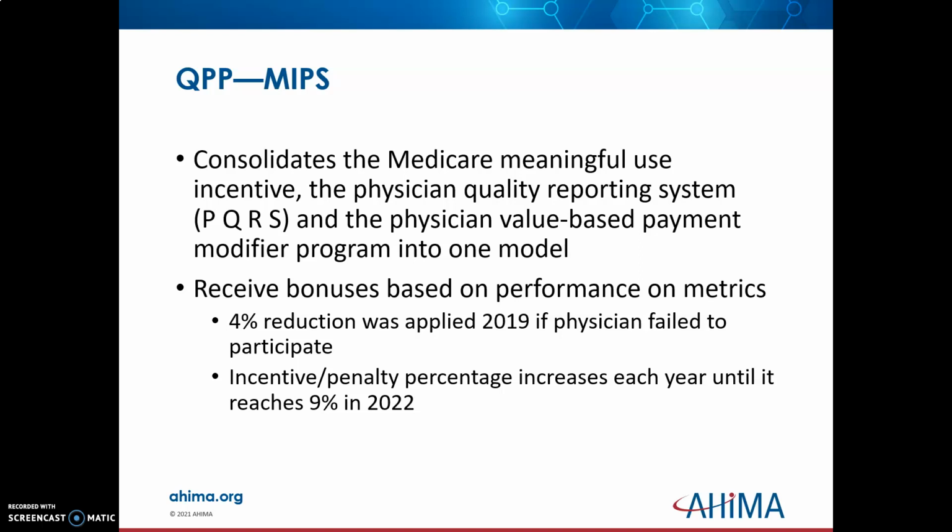Okay, so when it comes to MIPS, this consolidates the Medicare Meaningful Use Initiative. Physicians can receive bonuses based on performance on metrics. So typically there's a 4% reduction applied in 2019 if the physician failed to participate, and the incentive and penalty percentage increases each year until it reaches 9% this year.